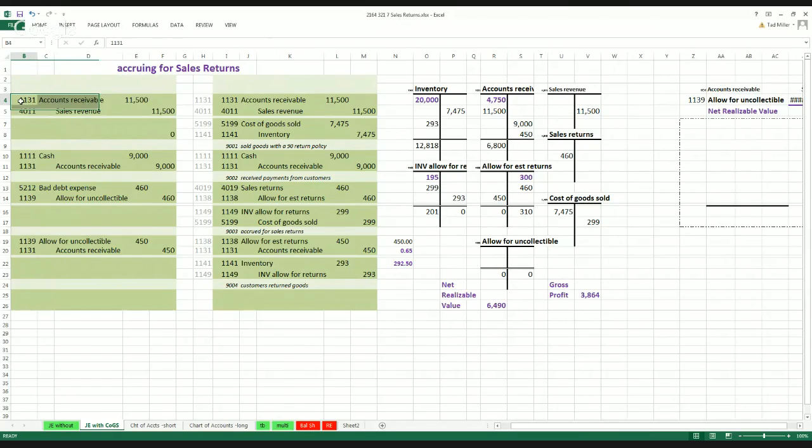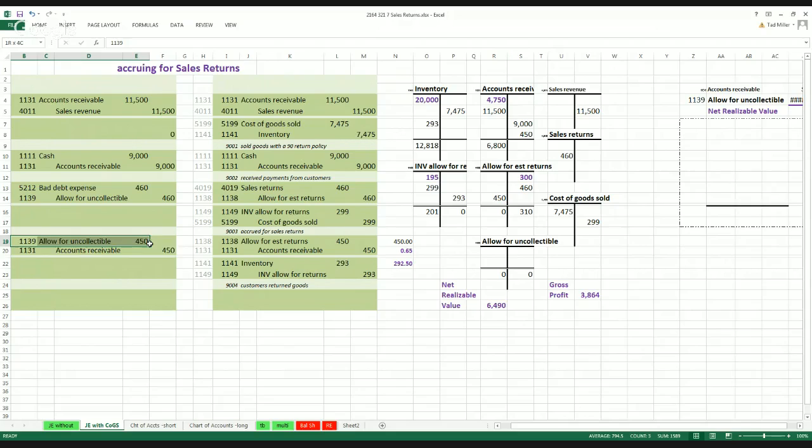I sell something for credit. Collect some of the money, and on December 31st, I'm going to accrue for bad debt expense. And the accrual for bad debt expense reduces net income, and the allowance account reduces the net realizable value of accounts receivable. It reduces the amount of accounts receivable I'm going to report on the balance sheet.